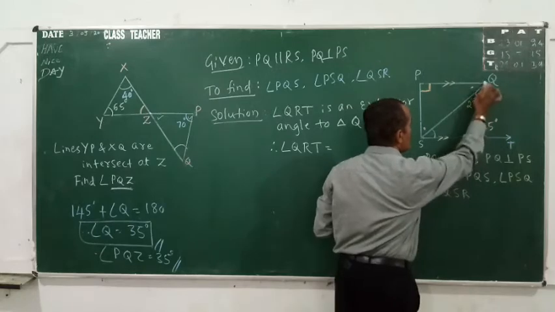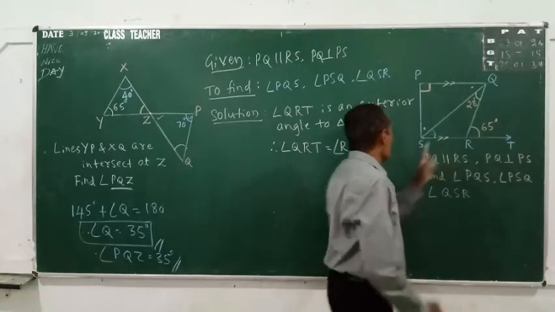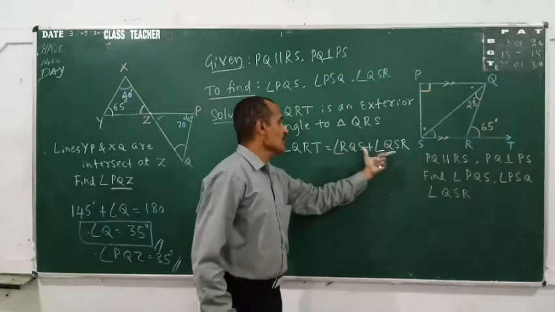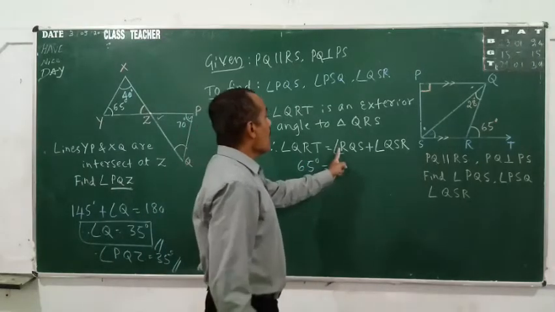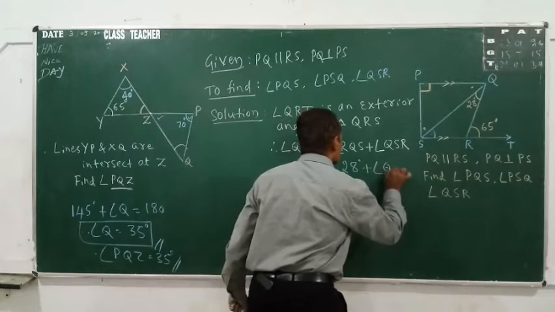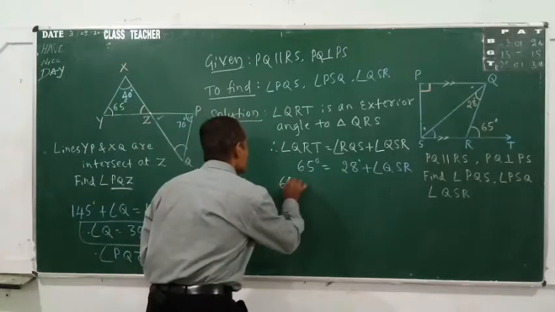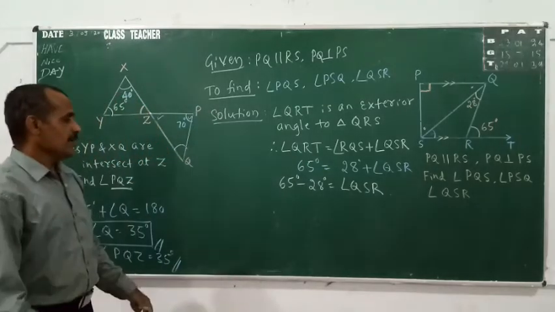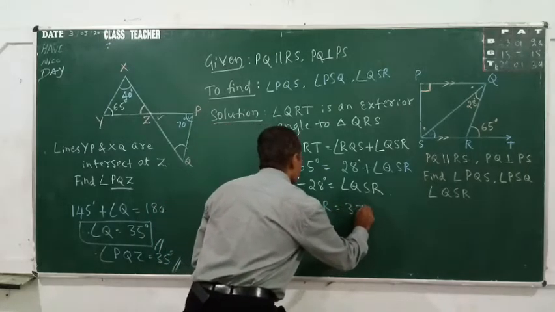This means angle RQS plus angle QSR. This is the exterior angle, so this is equal to the sum of these two. What are the angles known to me? This is 65, equals RQS, given 28 degrees, plus angle QSR. With that you can find angle QSR bringing this to the other side. 65 minus 28 is equal to angle QSR. So subtract it, 37. Therefore, angle QSR is equal to 37 degrees.